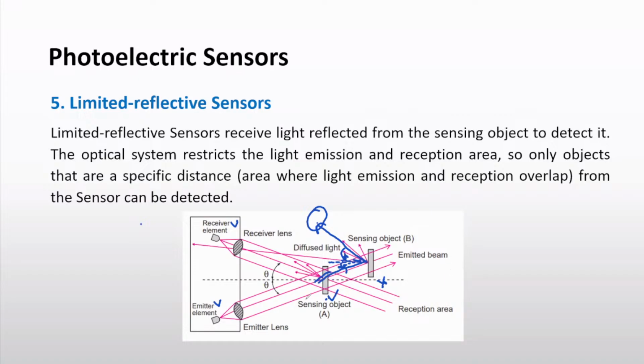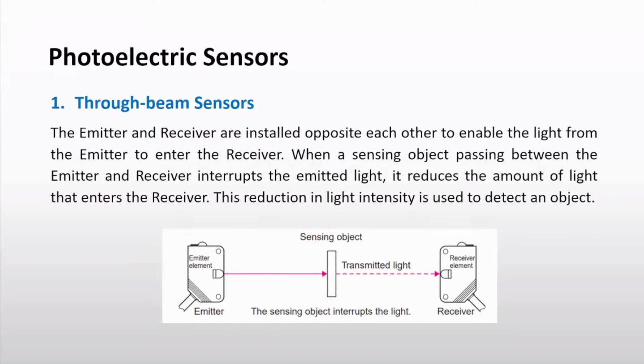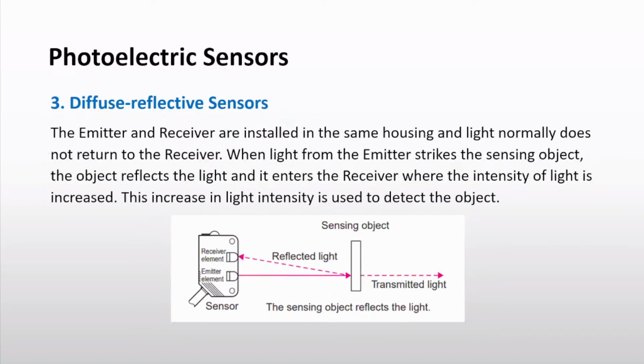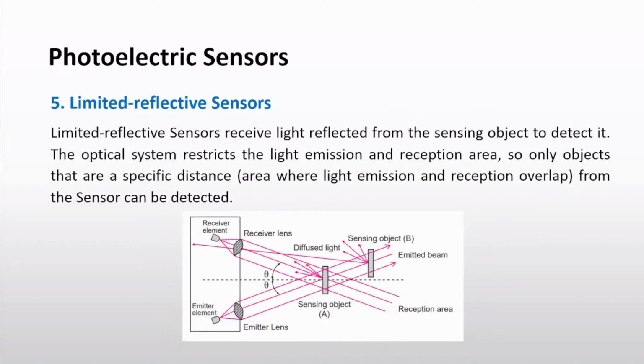So I think you got this. Okay, these are the 5 types of photoelectric sensors. You should have a clear understanding of these photoelectric sensors. Those are the through beam sensor, retroreflective sensor, diffuse reflective sensor, distance settable sensor, and the limited reflective sensor.